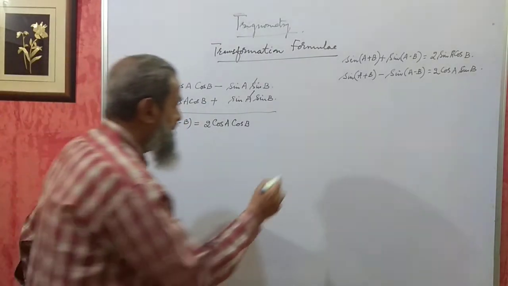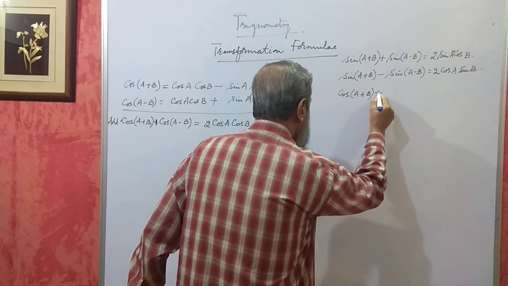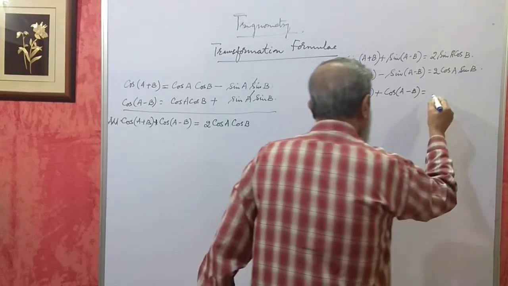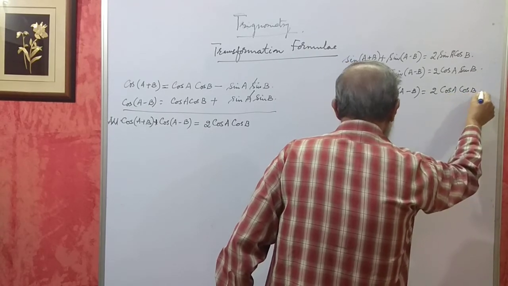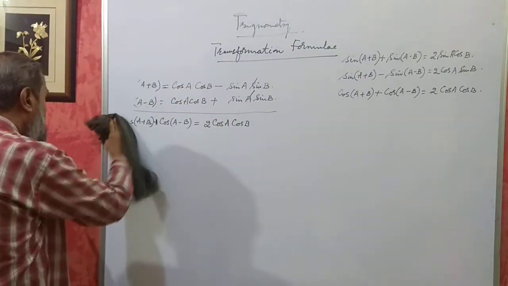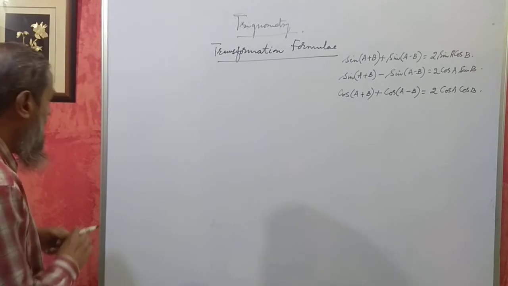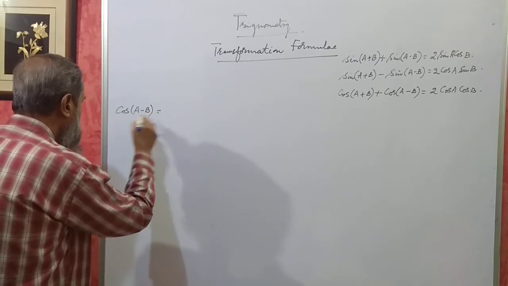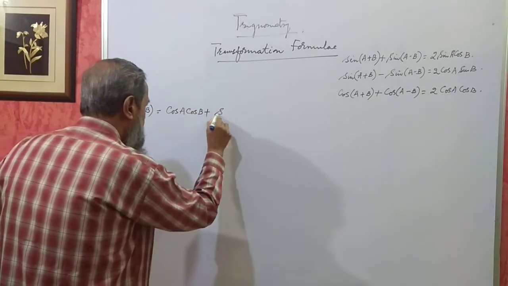So cos(A+B) plus cos(A-B) is equal to 2 cos A cos B. This is the third relationship. Then subtracting, I will write cos(A-B) is equal to cos A cos B plus sin A sin B.